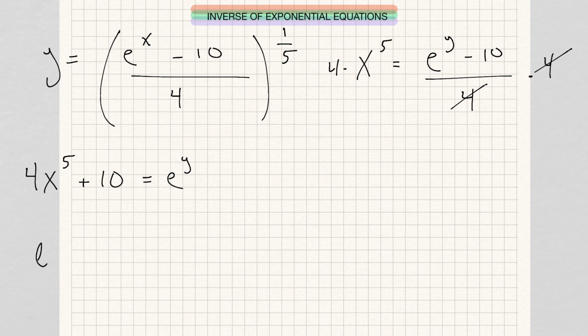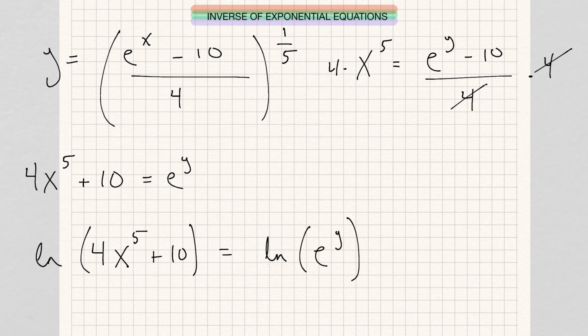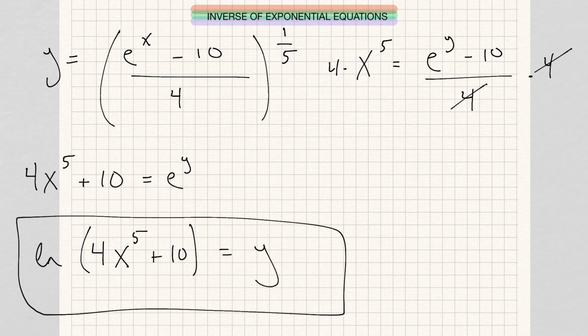So now we have natural log of 4x to the 5th plus 10 equals natural log of e raised to the y. And what that does is the natural log and this e cancel out, leaving us with just the y on that side. So here's our answer. When we take the inverse of this problem here, we get natural log of 4x raised to the 5th power plus 10. Okay, that's your answer.